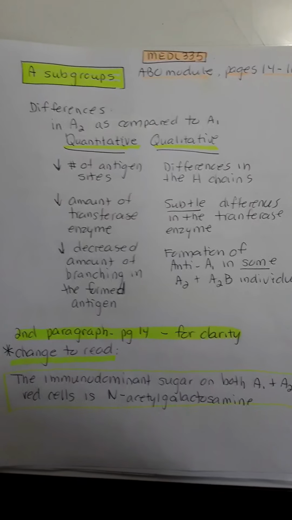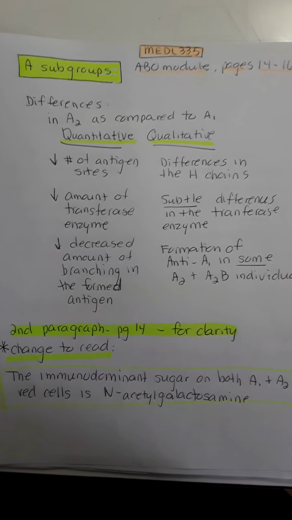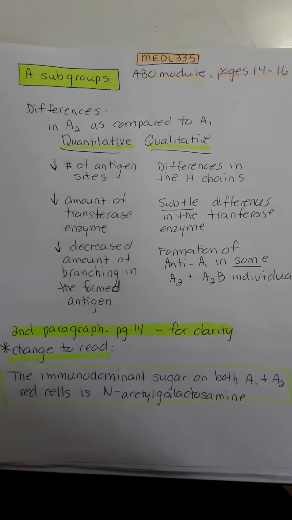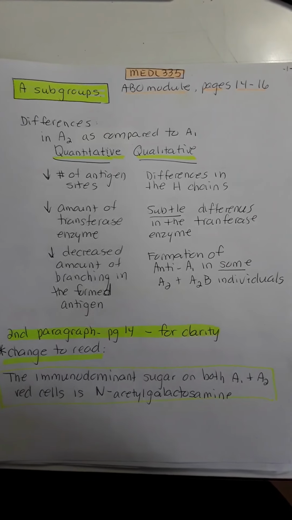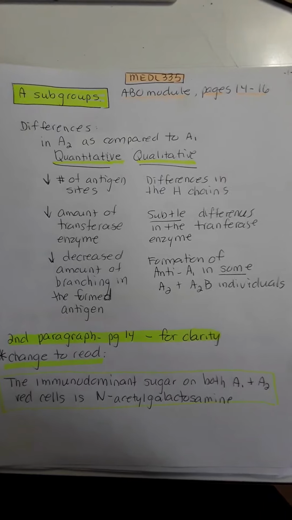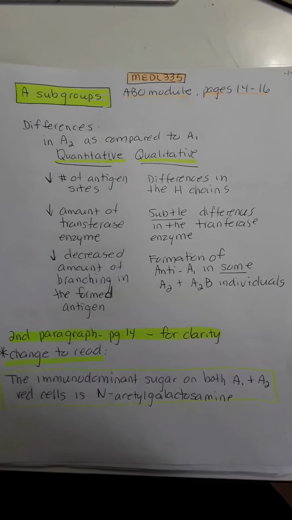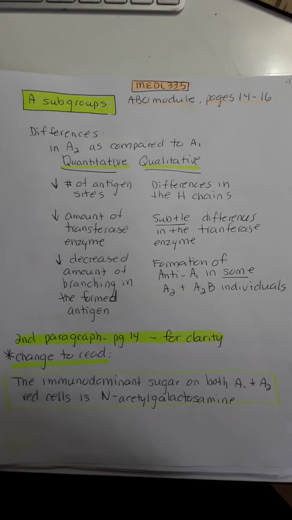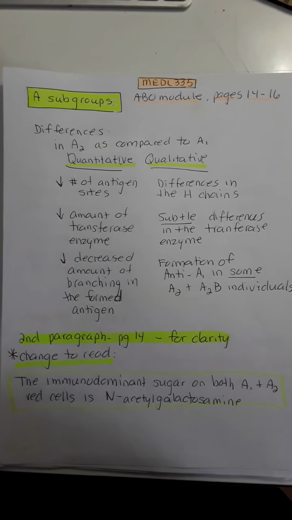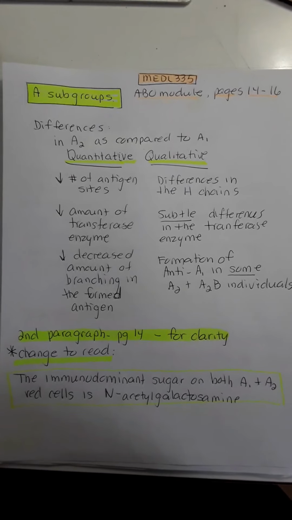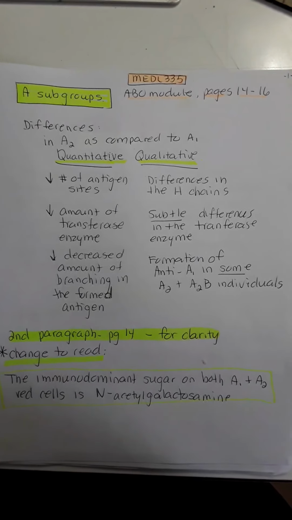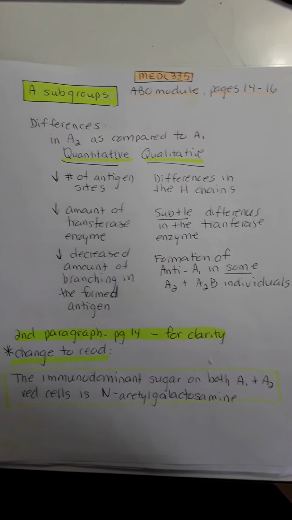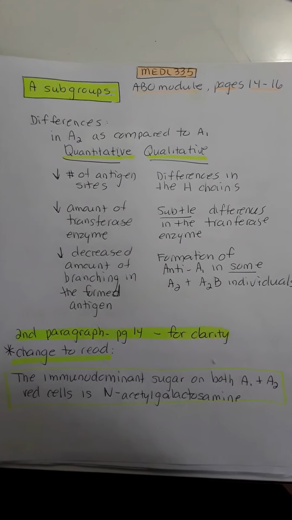Qualitative differences, as it states in your module, must also exist because the formation of anti-A1 occurs in some A2 and A2B individuals. In addition, there's differences in the H chain, and there actually is subtle differences in the transferase enzyme as well. So in the second paragraph on page 14, for clarity, could you please change it to read, the immunodominant sugar on both A1 and A2 red cells is N-acetylgalactosamine.